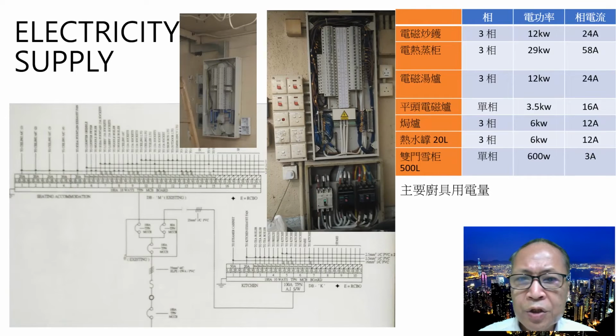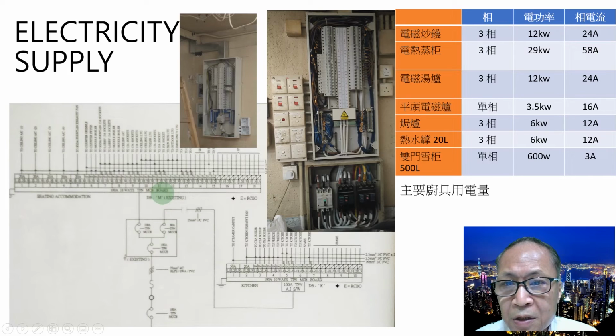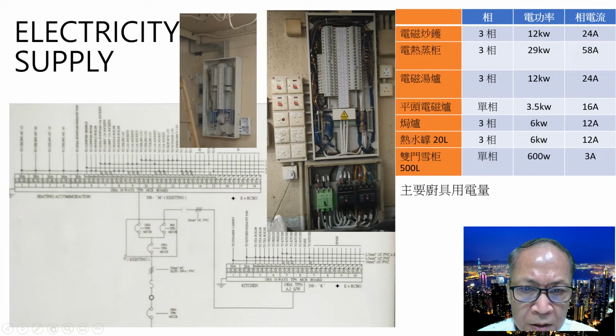Now this is the electricity supply. You see, this is the main TPN. This is a 100 ampere TPN, triple pole neutral, triple pole 100. In most cases, we need an MCB board. That's the distribution board. This is the main distribution board. This is the main switch.